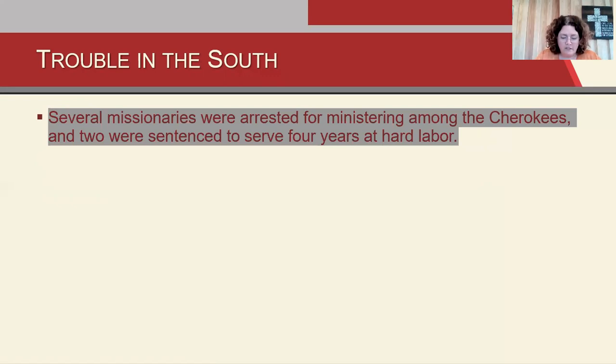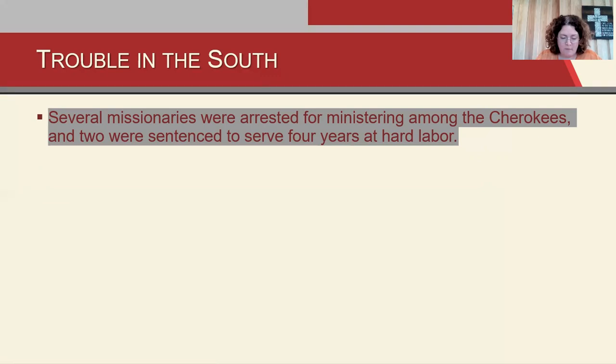So several missionaries were arrested for ministering among the Cherokees. Georgia had passed a law that forbid white people to live among the Cherokees unless these people affirmed the supremacy of Georgia laws over Cherokees. And two of these missionaries were sentenced to serve 4 years at hard labor. Their names were Samuel Worcester and Elijah Butler.